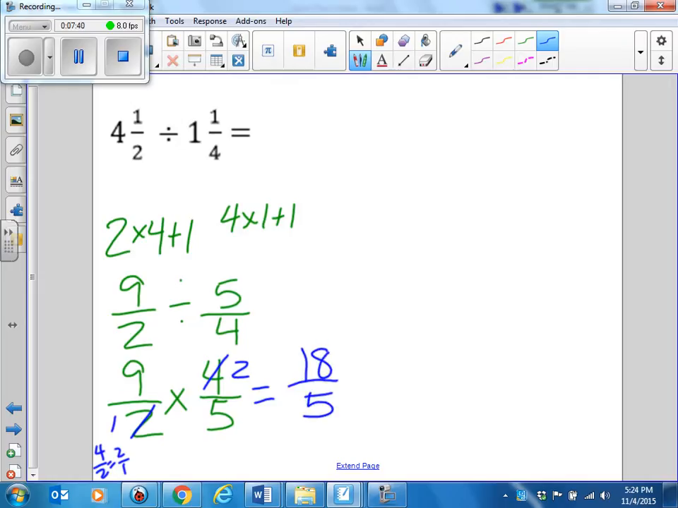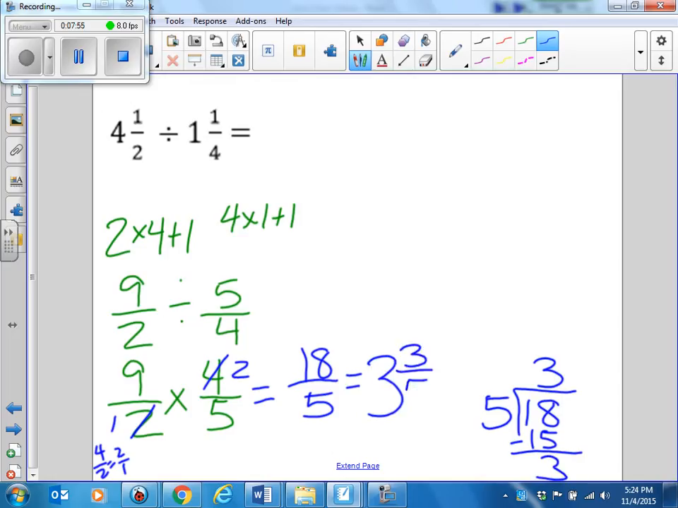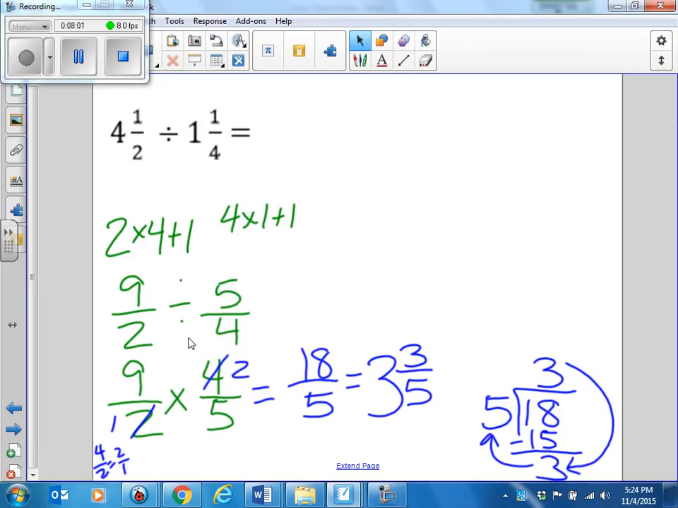Now I need to simplify this because this is an improper fraction. So 5 goes into 18 3 times. 3 times 5 is 15, and I have a remainder of 3. So my answer is 3 3/5. Okay, 3 3/5.